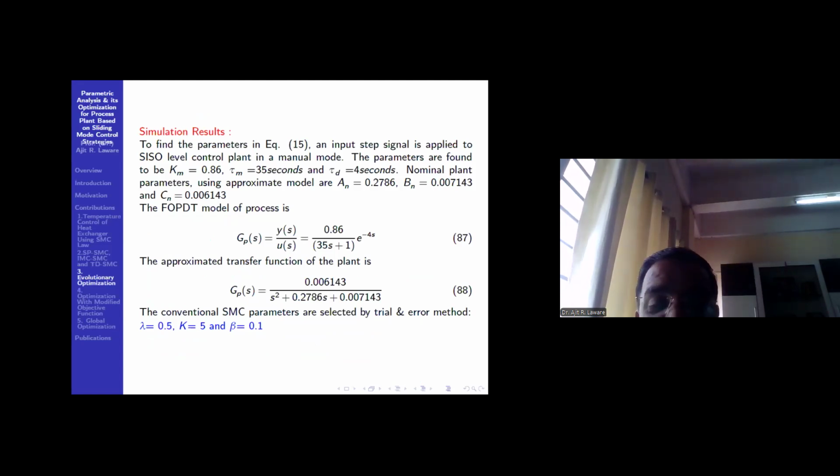Then in the first simulation we will study this FOPDT transfer function model. It is for a level control system. Here 0.86 is the static gain, 35 is the time constant, and 4 seconds is the delay time. I used the Pade approximation and I'm getting equation 88. And for the conventional sliding mode parameters, by trial and error I am selecting lambda equal to 0.5, k equal to 5 and beta equal to 0.1.